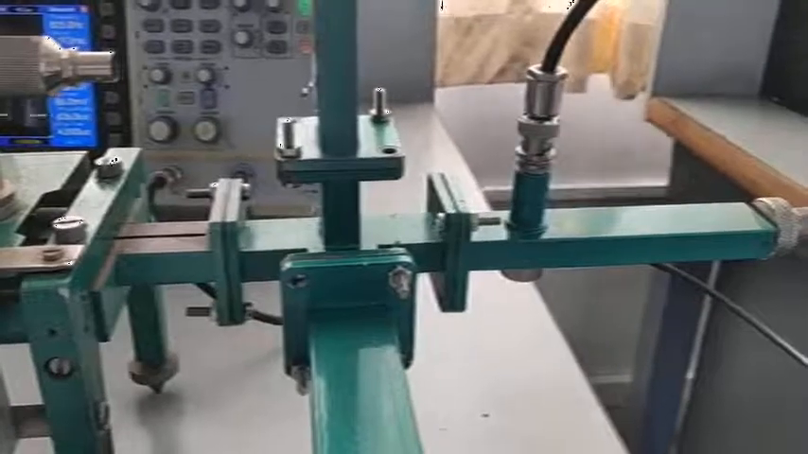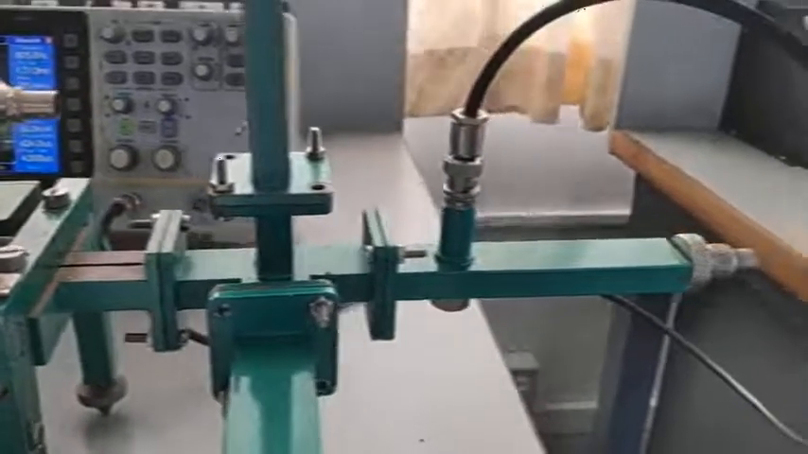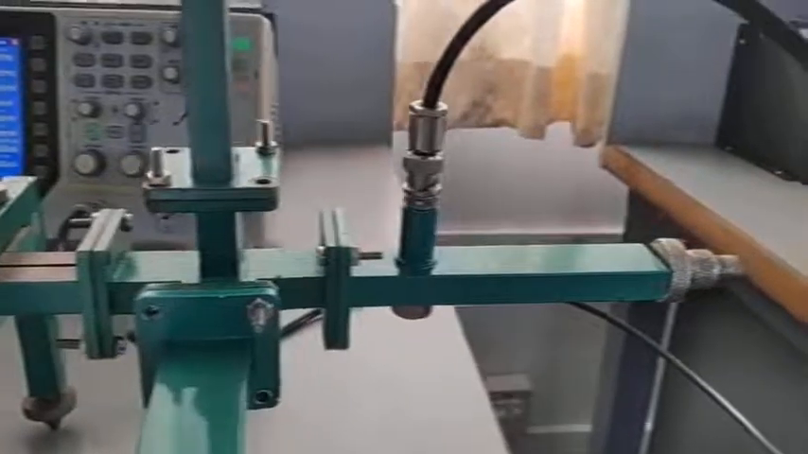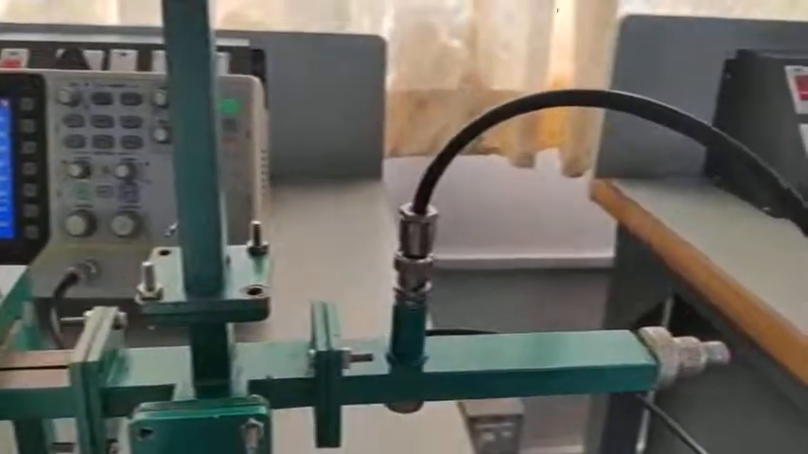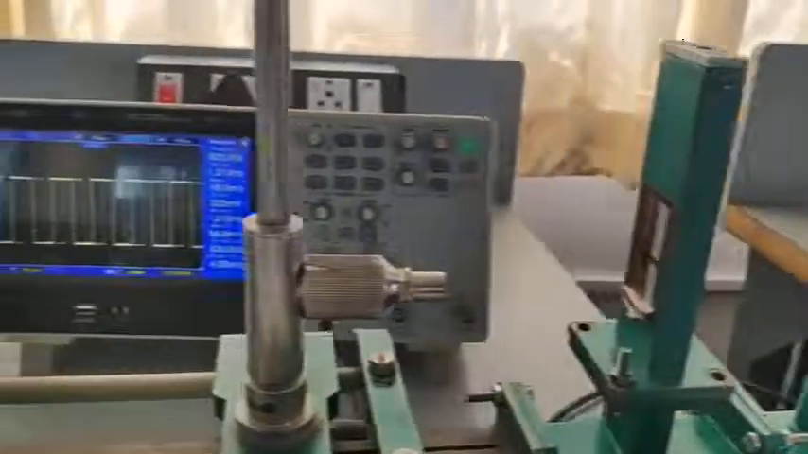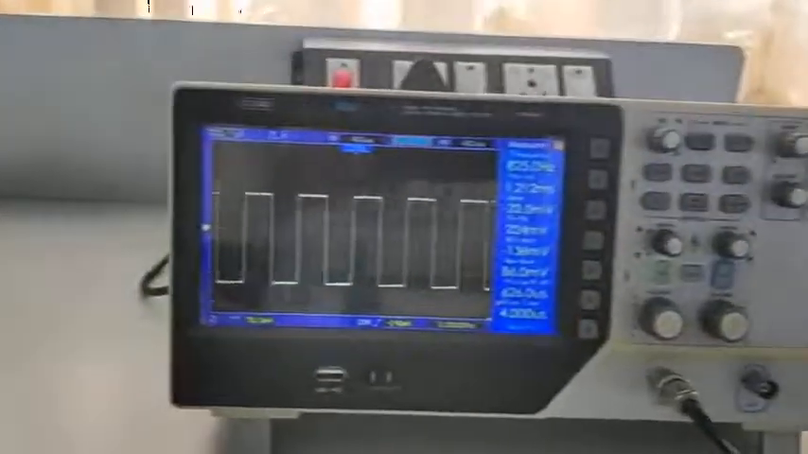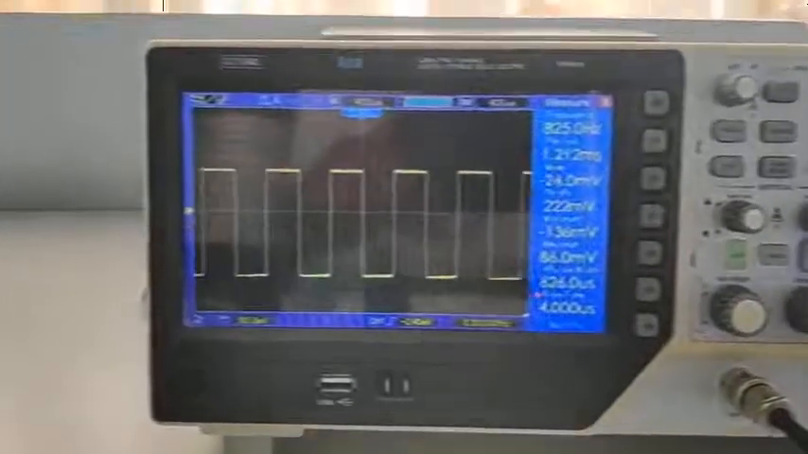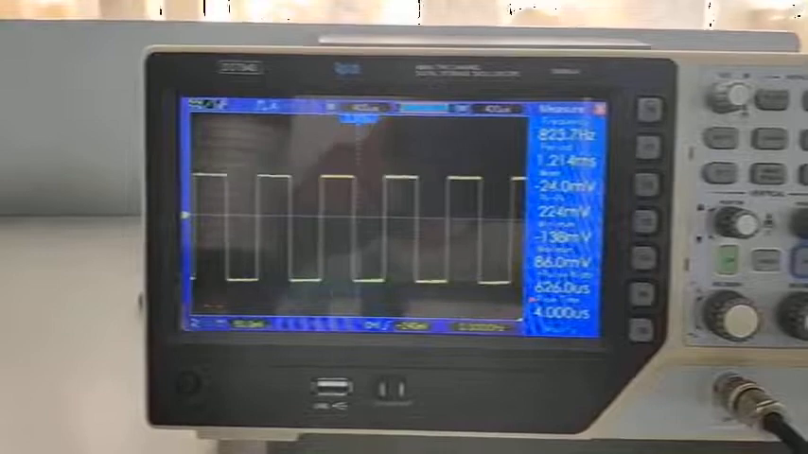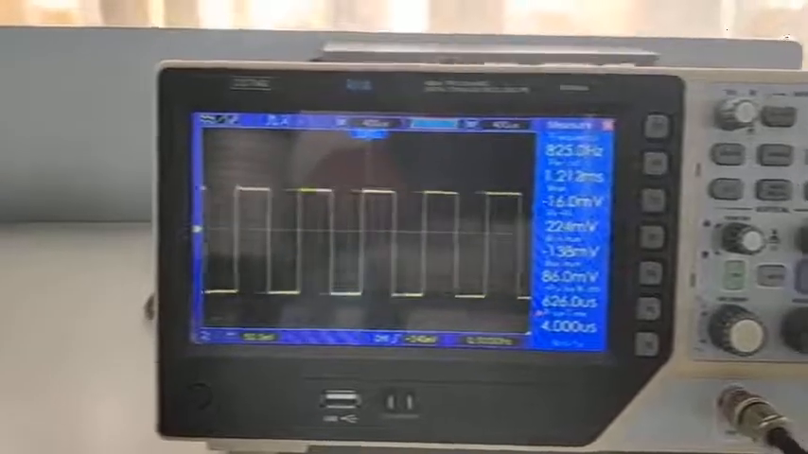Observe here. I have removed the match termination which was connected to port 2. In that place I have connected the detector mount. From the detector mount I have connected to the CRO. Now measure the voltage V2. Here the peak to peak voltage is 222 millivolt. That is our voltage V2.